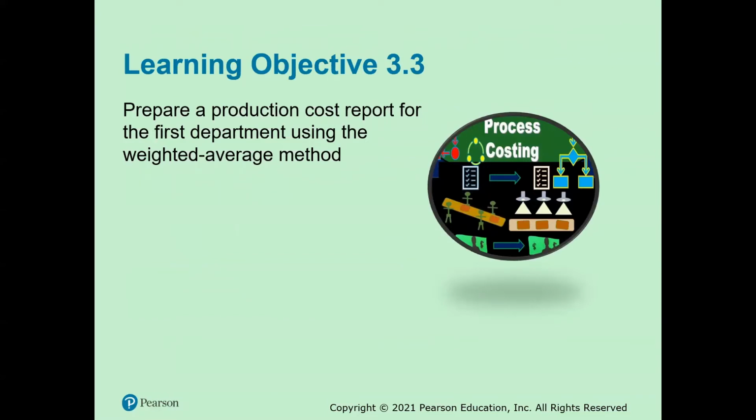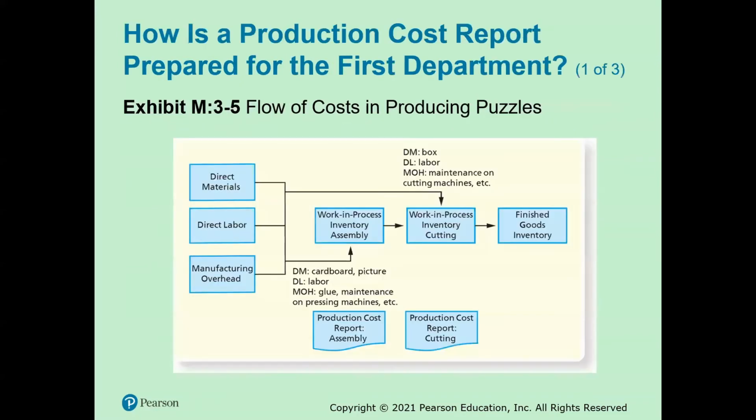Learning objective 3.3. Prepare a production cost report for the first department using the weighted average method. So how is a production cost report prepared for the first department? For a comprehensive example of a process costing system, let's look at the company Puzzle Me. Here you see in Exhibit 3-5, it illustrates the two major production processes.